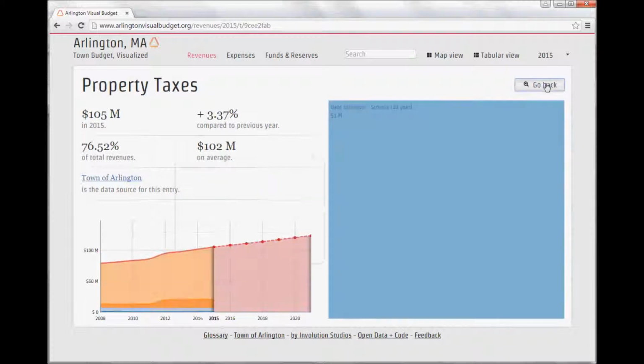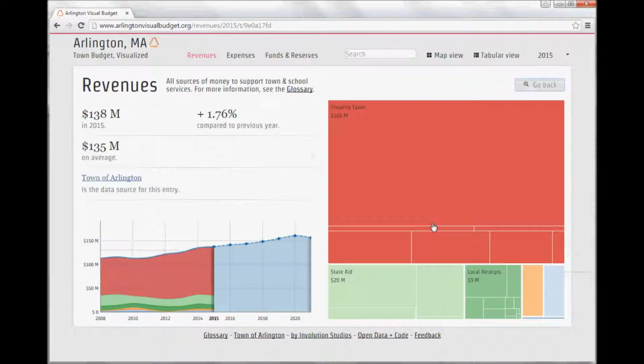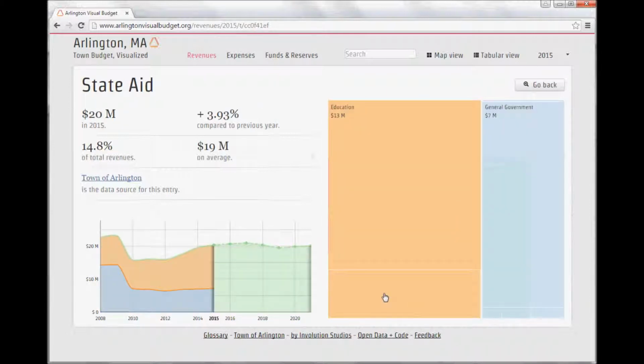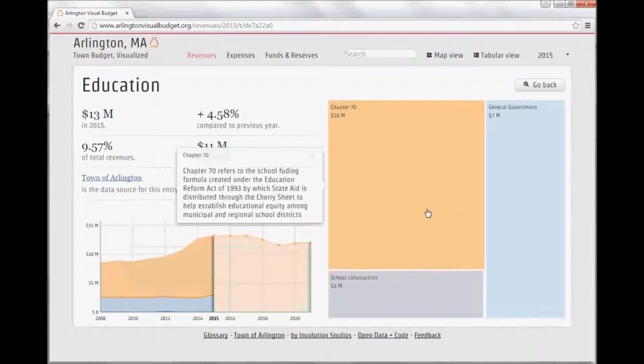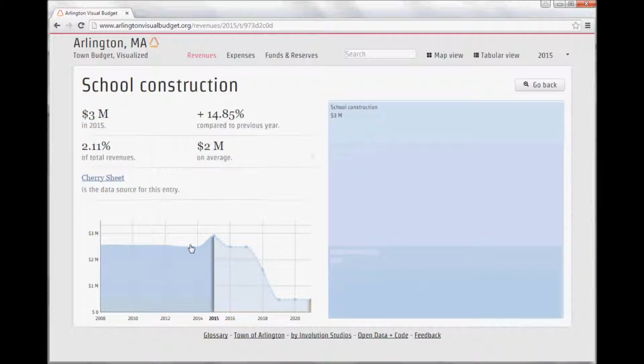You might have noticed that some of the pop-ups, like this one, have explanations of some of these budget terms that you might not have heard of. Another large source of revenue, about 15%, is state aid. By diving into this item, you can see what has happened since the beginning of the Great Recession in 2008. You can also see, for example, that aid for the schools has increased over that period, while aid for general government is still only half of what it was in 2008, a drop of $7 million.